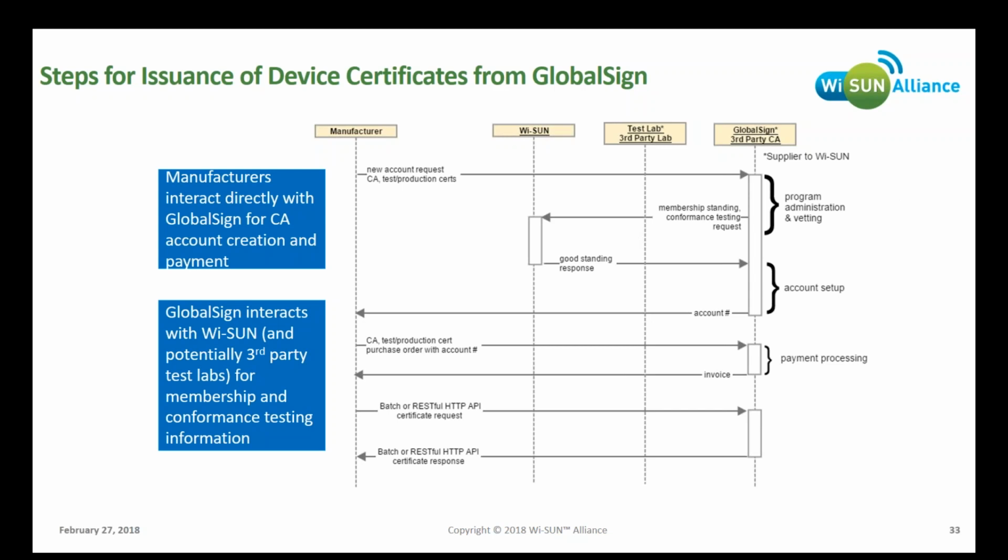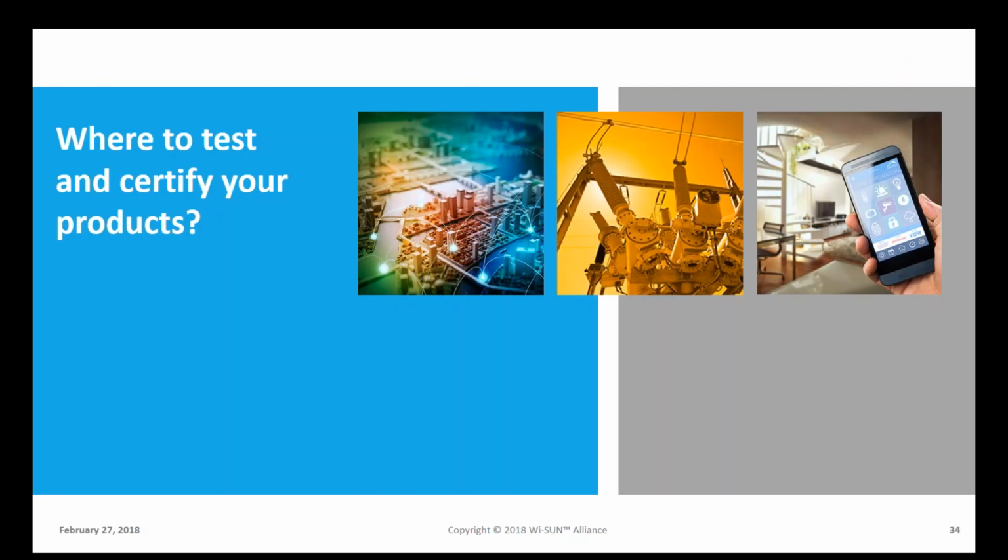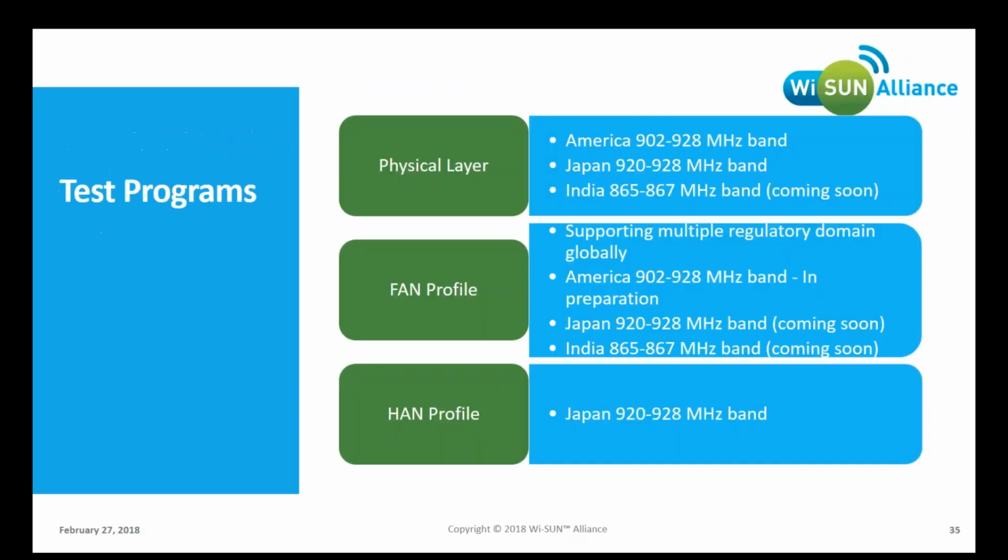The next slide shows you where to test and certify your products. So if you go to the next slides, you will see test programs. Here we have the three parts, the physical layer. We show the two profiles, which was shown in the figure explained by Phil a while ago, the FAN profile and the home area network profile.